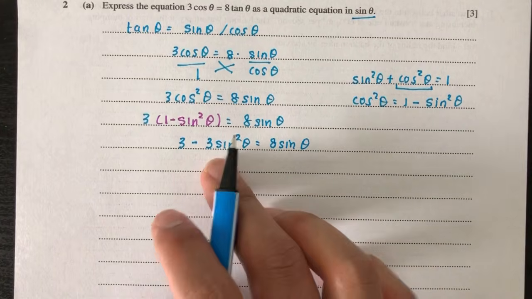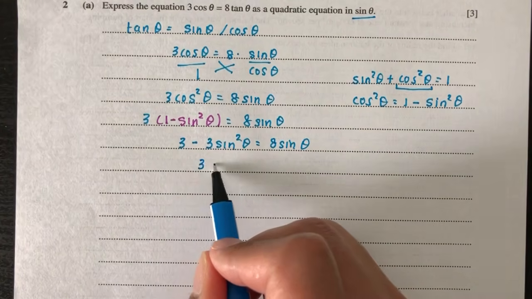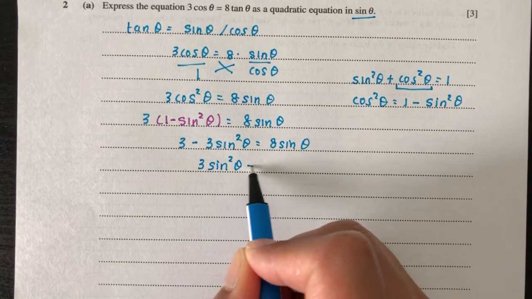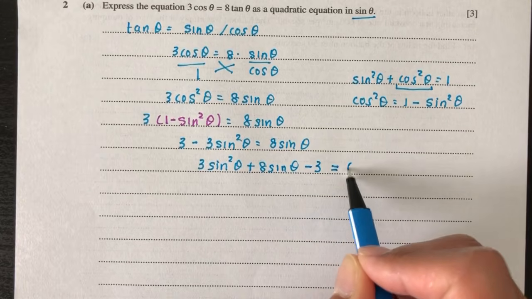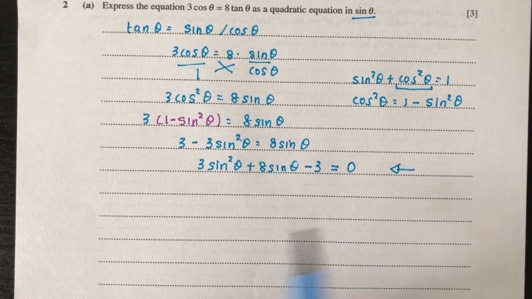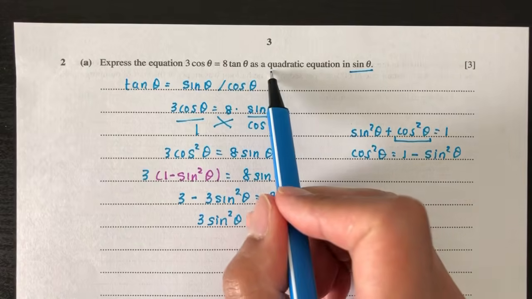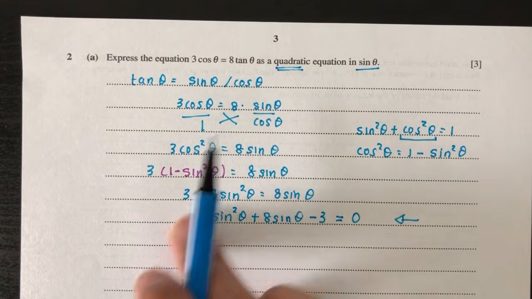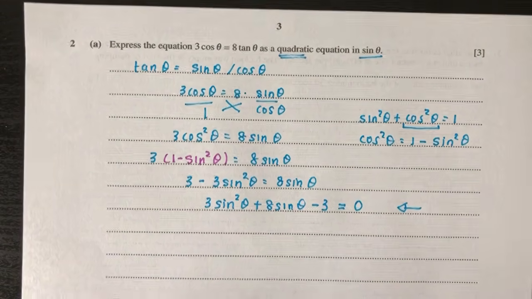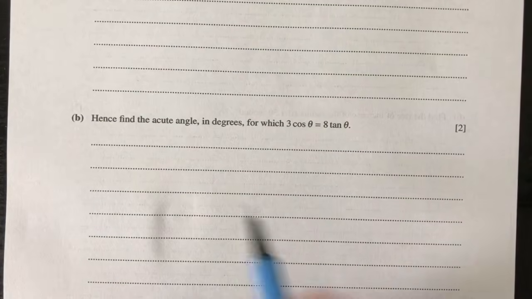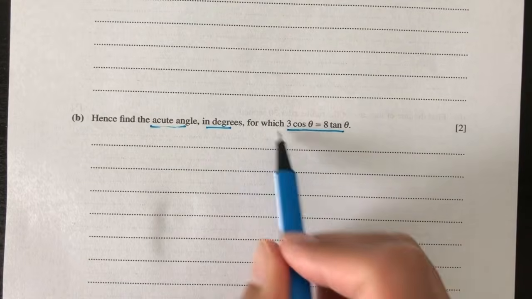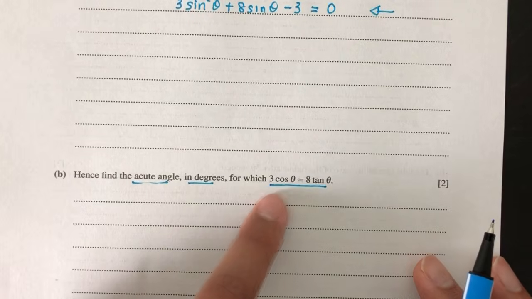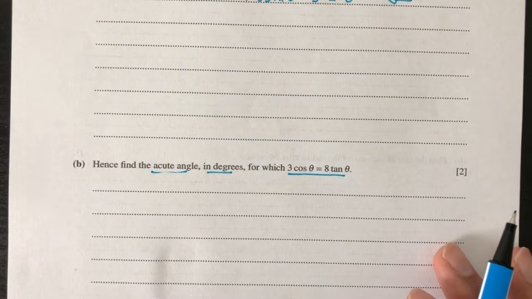Now if you simplify, let's bring everything to one side. You will have 3 sine squared theta plus 8 sine theta minus 3 equal to 0. So this is your answer as a quadratic equation. So this is what you need to show for your part 1. Now for part B, it says: hence, find the acute angle in degrees for which this equals this. So this is the same equation as in part 1. So we have to solve this to find the value of theta in degrees for an acute angle.